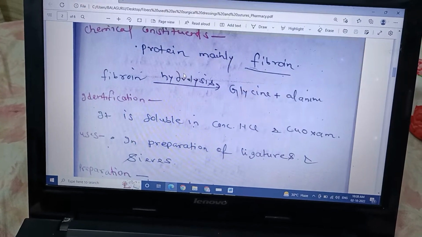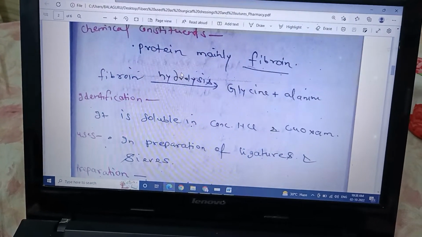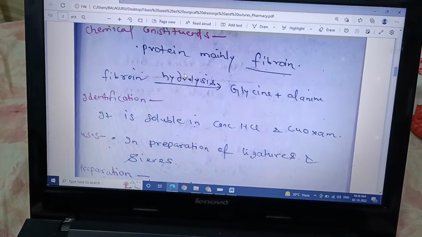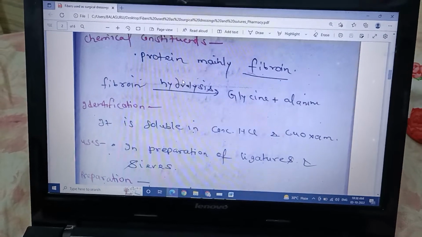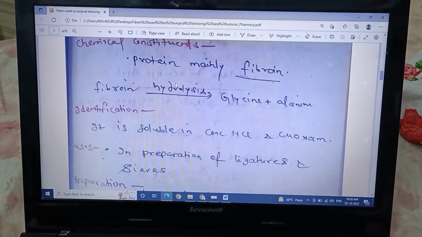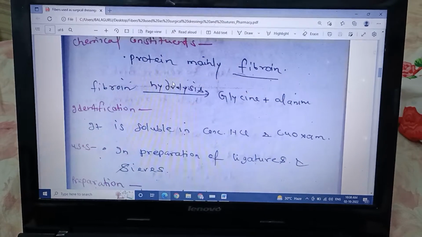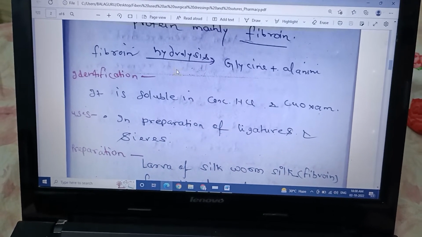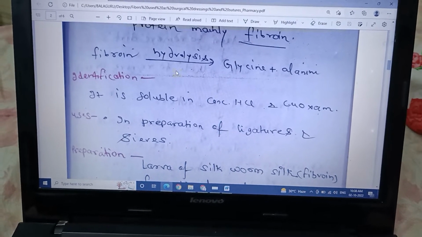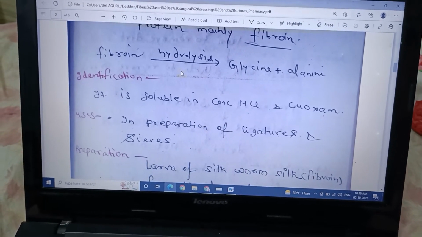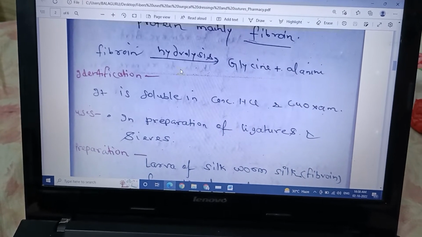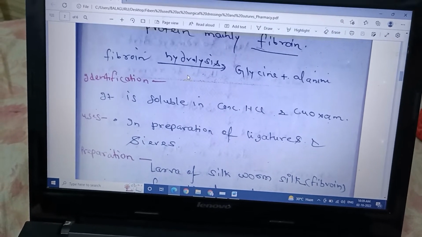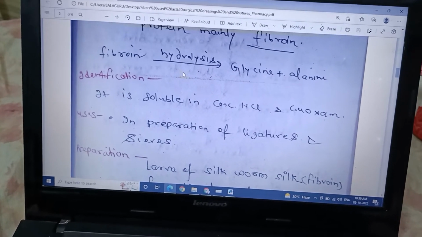For identification, it is soluble in concentrated HCl and cuoxam. The uses of silk are in the preparation of ligatures and sieves. Sieves are used to filter the residues.